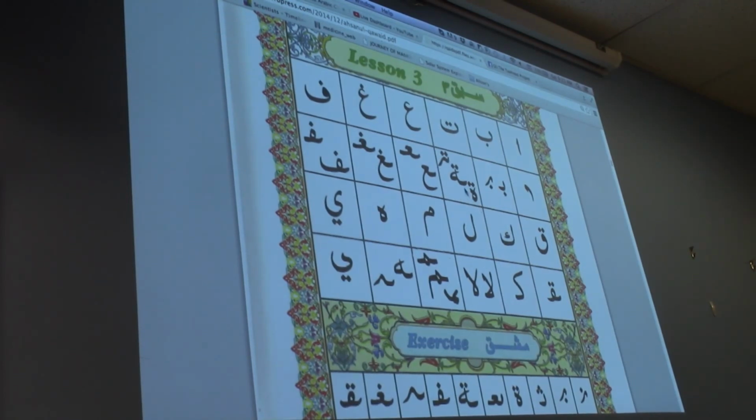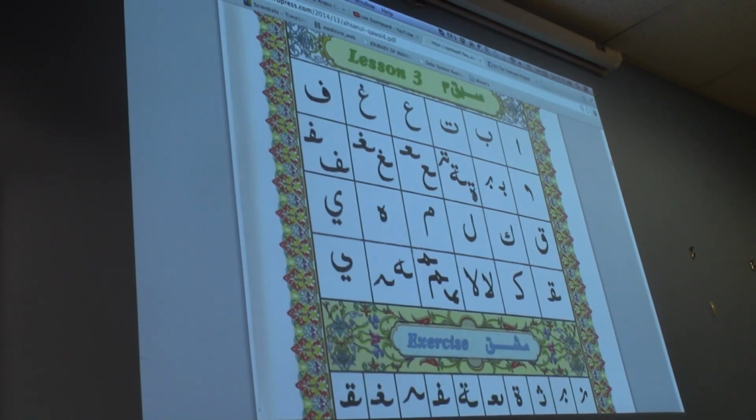These are ta marbutas, the closed ta. If you pronounce it, it sounds like a ta. But if you stop on the letter before it, then this letter is going to sound like a ha. For example, solah, solatun. Tun is this actual ta right here, this closed ta. Solatun. But let's say I just want to say solah. If I don't pronounce this ta, then it acts as a ha.